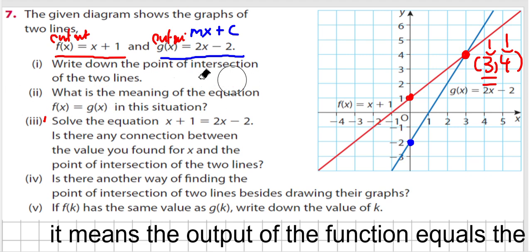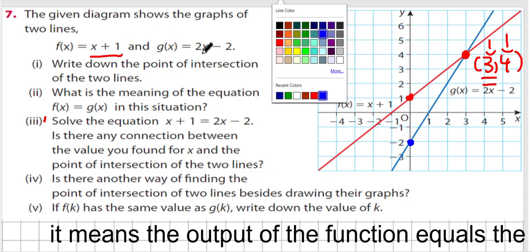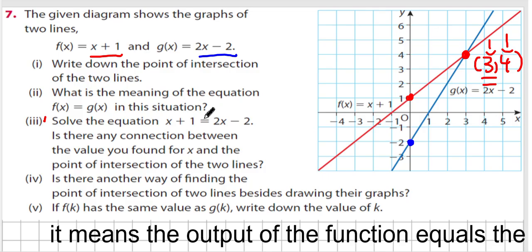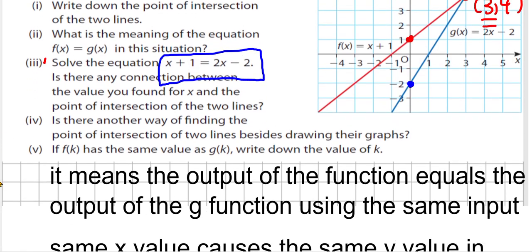Now check this out. You can actually do this algebraically by putting the red equation equal to the blue equation. Look what happens when we put them equal to each other. Everybody see this here? That's the red one equals the blue one. And look what happens when we solve it.